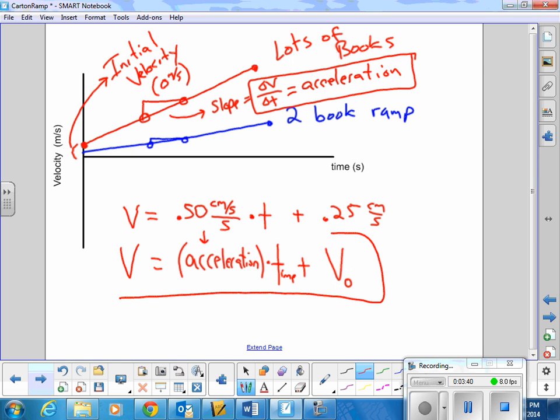So if you want to figure out how fast your disk is going at any given point, you just have to know the acceleration, how long it's been going for, and how fast it's starting.